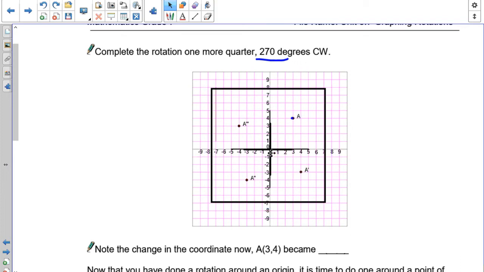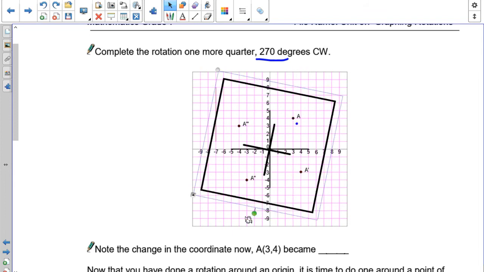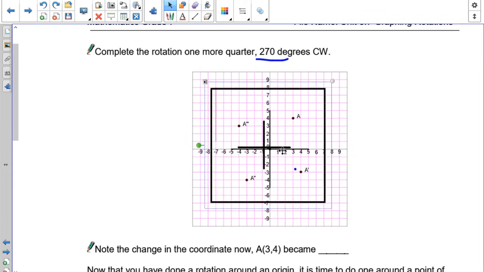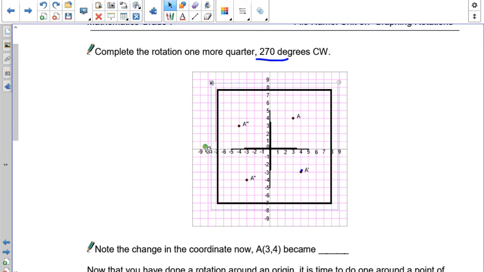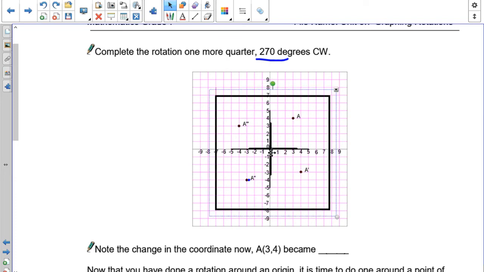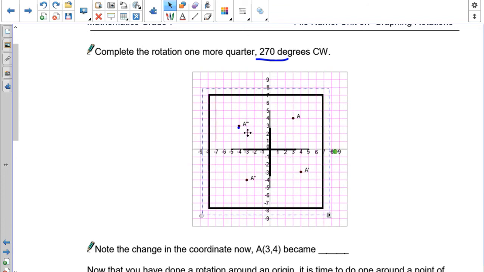If we do a 90 degree turn, it moves it to A prime, which is right there. If we do a 180-degree turn, it moves it to A double prime. If we do a 270-degree turn, it moves it to A triple prime. Remember to label these correctly.